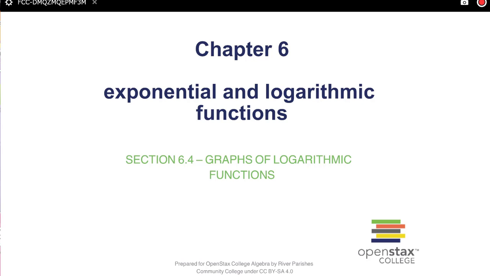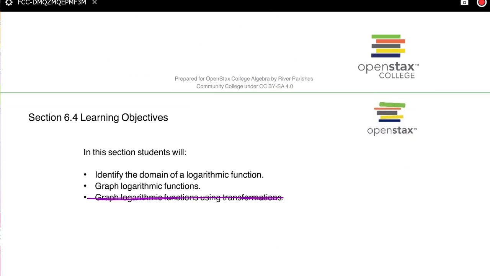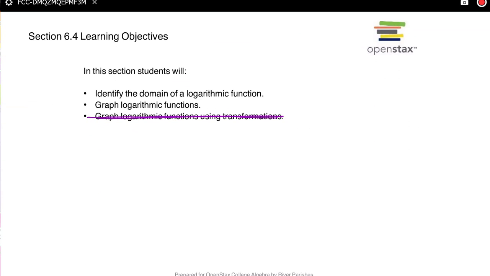All right, we are in Chapter 6 still, exponential and logarithmic functions. Today we'll be talking about Section 6.4, graphs of the logarithmic functions. In this section, we're only going to concentrate on identifying the domain of log functions and graphing log functions. We will not be graphing log functions with transformations. We're going to keep the graphing pretty basic.